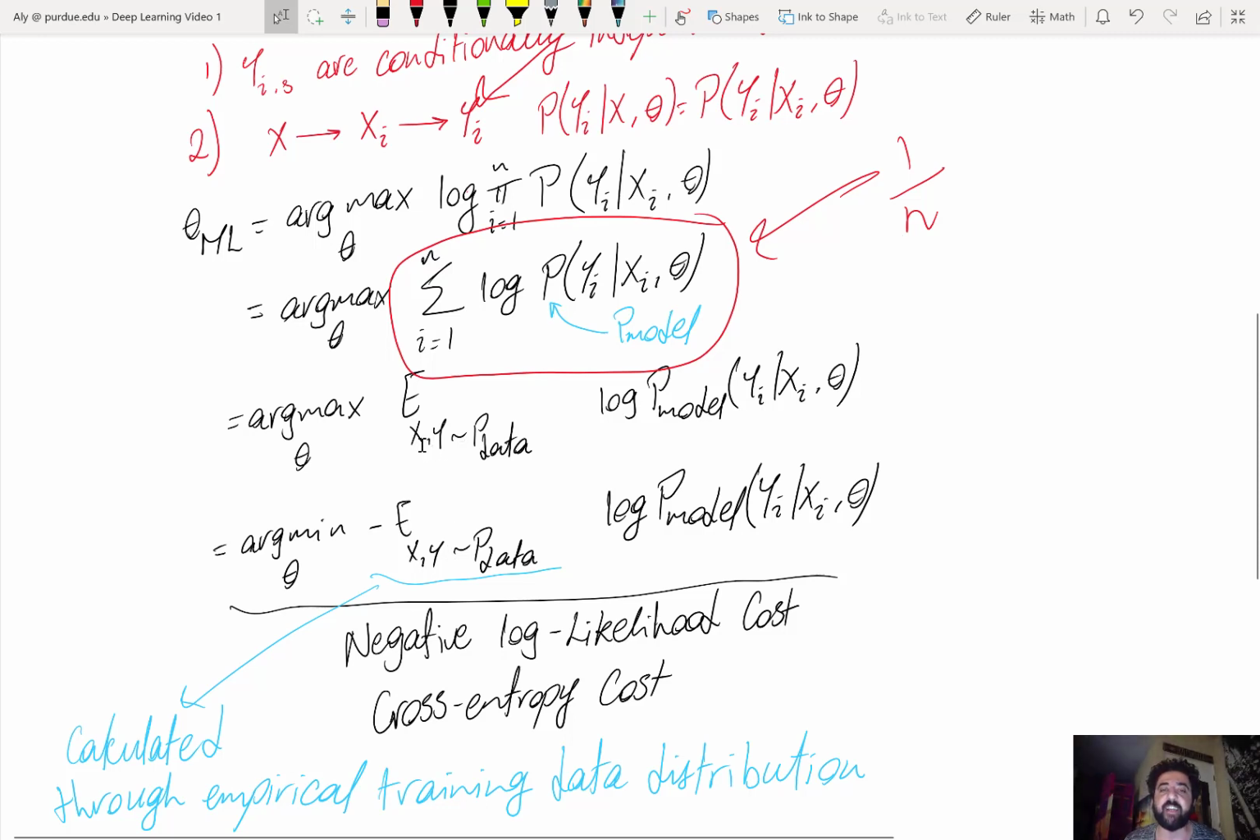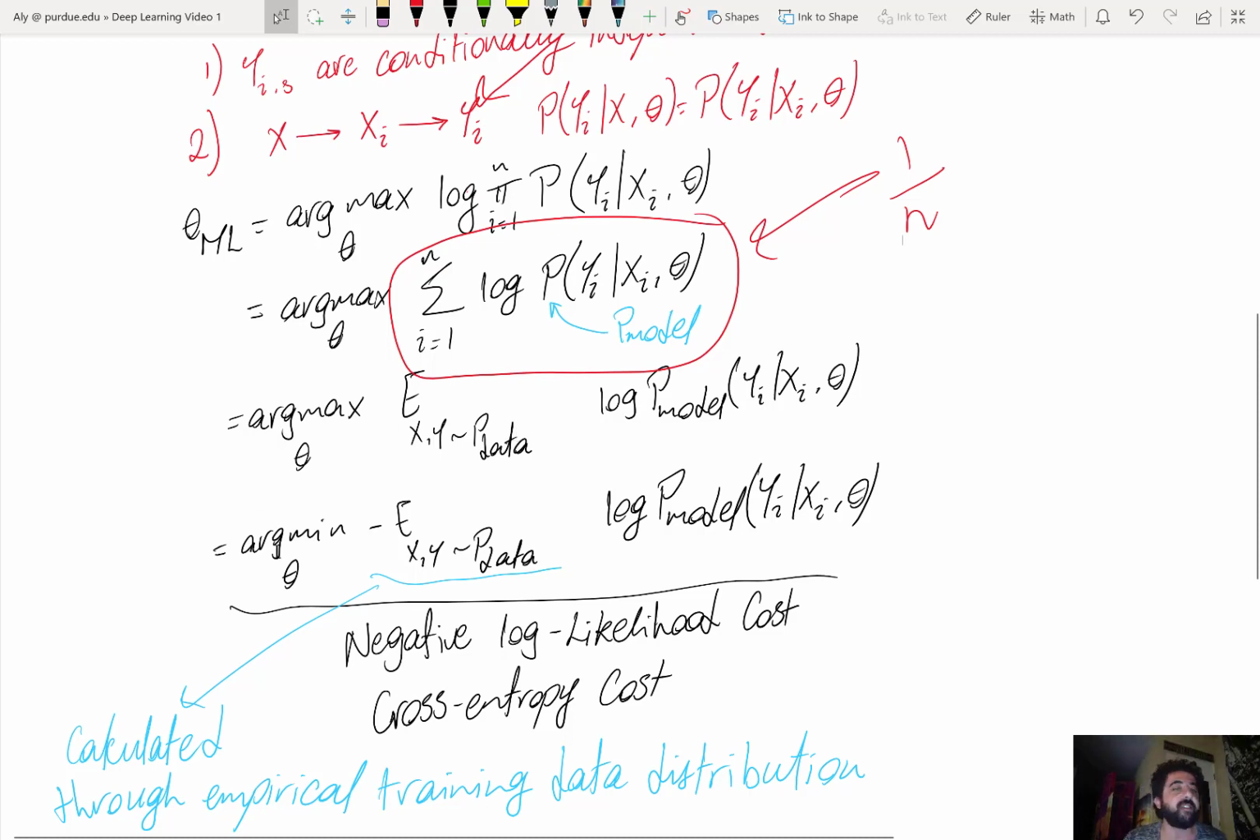So I take the joint probability of x and y, calculate the empirical value of it through the training data, and take the expectation of the log of p model of yi given xi and theta. We distinguish between this p model and the empirical p data, right? P model is the probability of the output of the model given the input, given the choice of the model, and p data is the empirical distribution of the given data in training.